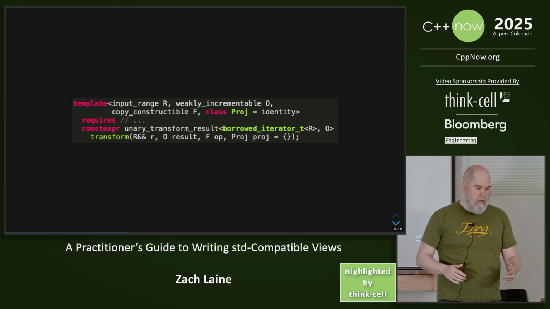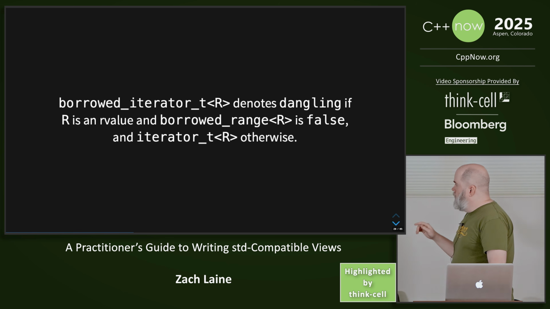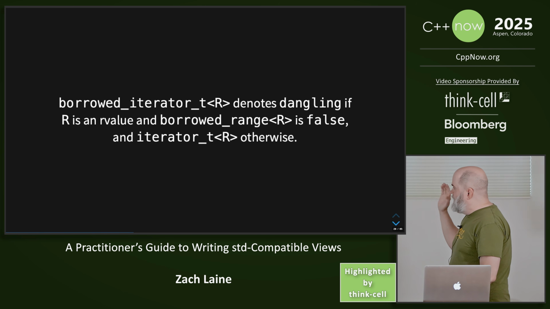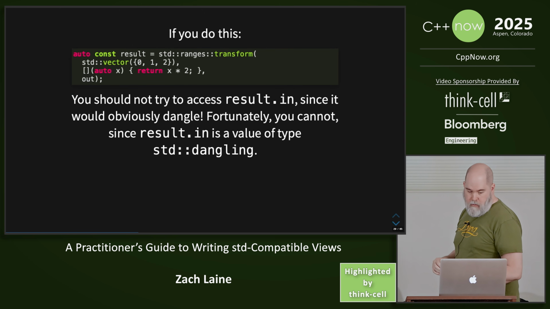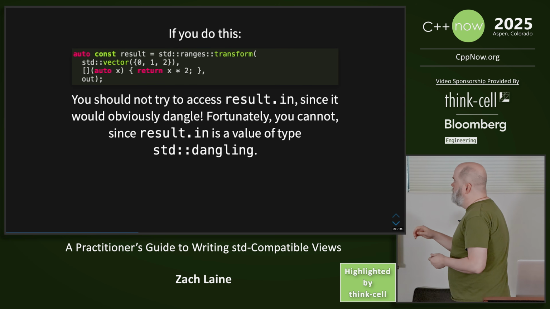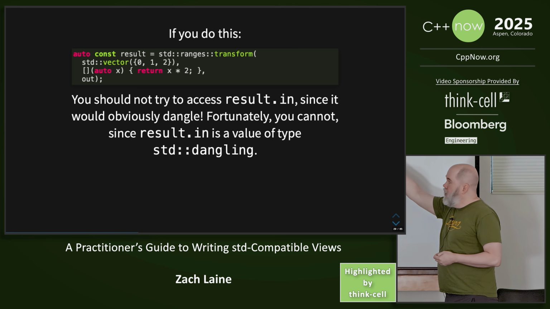So what does that do? Well, the borrowed one denotes, and this is a quote directly from the standard, it denotes dangling if R is an R value and borrowed range of R is false, and otherwise it returns iterator T of R. So in other words, if you have something like this, where you have a vector which is never borrowed, and it's a temporary.